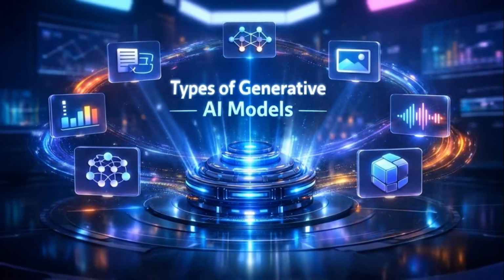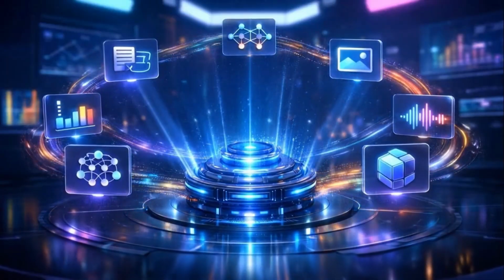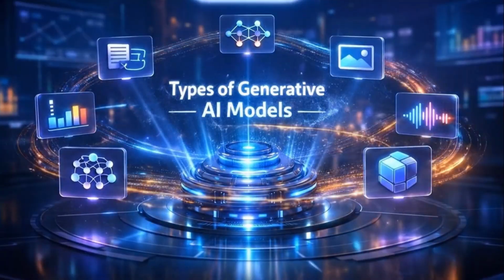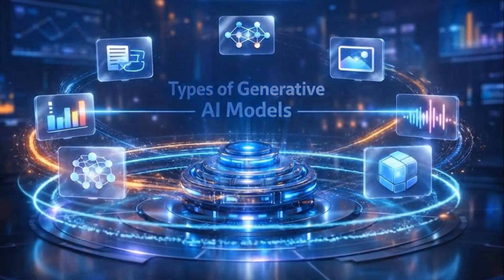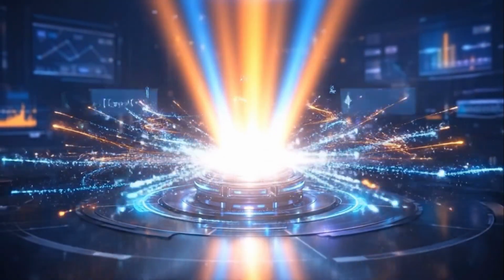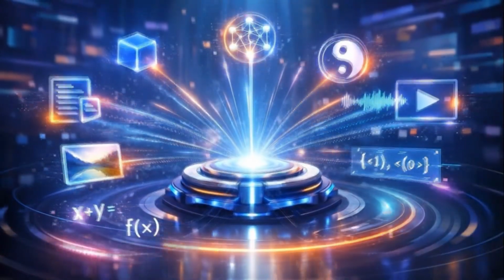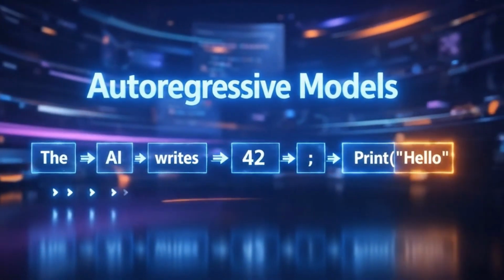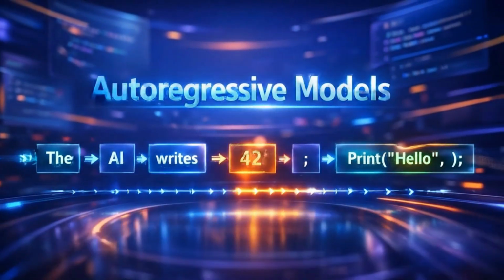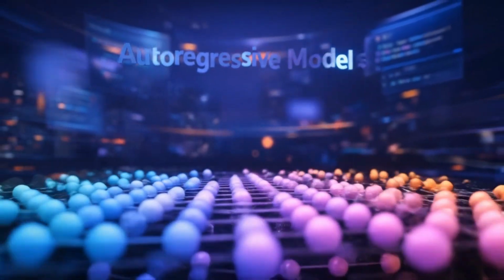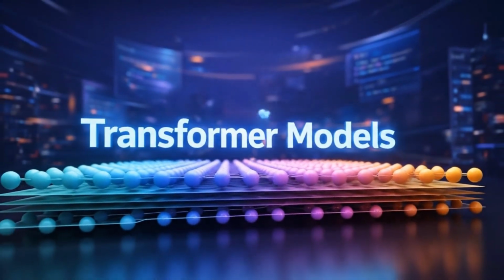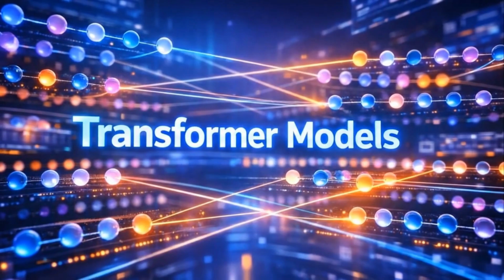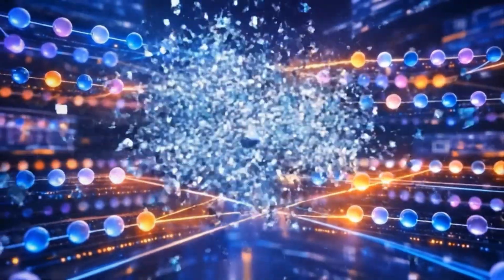Types of generative AI models. Generative AI models come in various forms, each designed to create new content by learning patterns from data. Understanding these model types helps explain how modern AI generates text, images, audio, and more. Autoregressive models generate content sequentially by predicting the next token from previous ones, enabling coherent text, code, or sequence creation. Transformer models use attention mechanisms to capture long-range dependencies, making them highly effective for language, vision, and multimodal generation.